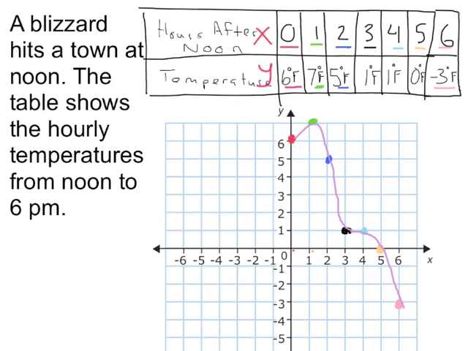During this blizzard, we can see that it started off at 6 degrees. It rose a little bit, and then it really dropped when that storm hit. And then it kind of plateaued right here. It kind of went flat, and then it went down even further. Sometimes when we graph data, it's a lot easier to see which way the numbers are going.